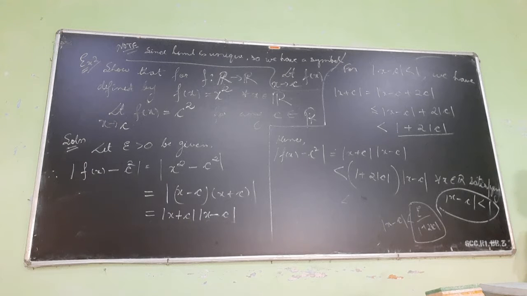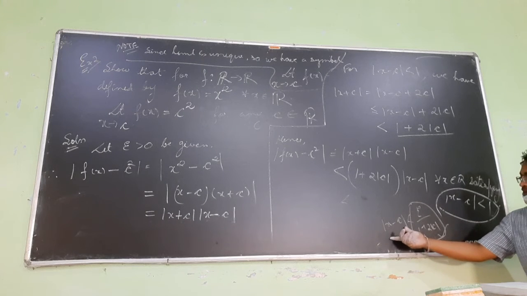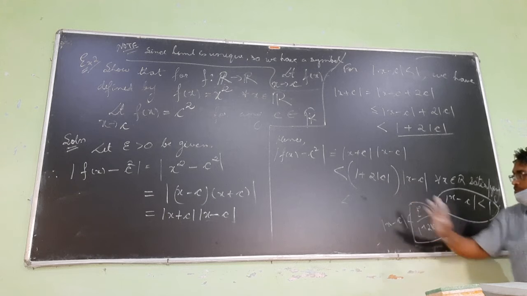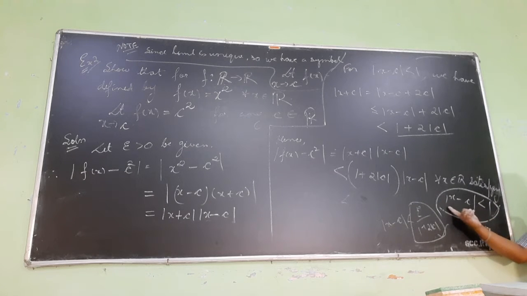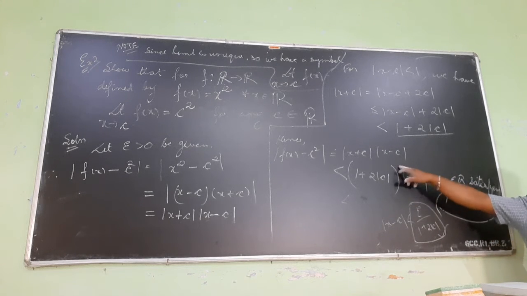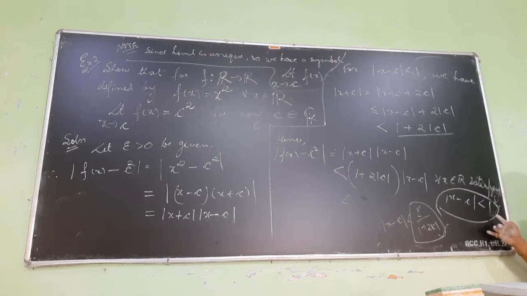So what should be delta? Smaller than 1, or at least less than or equal to 1. Delta should be less than or equal to 1. So what should I take? Delta, this one and this one. Out of these two, which one should I take as delta? If mod of x minus c is less than this, then this is less than epsilon. However, if mod of x minus c is less than 1, only then this is 2. So what should be delta? Delta should satisfy both the conditions. It has to satisfy that one, and it has to satisfy this one too.